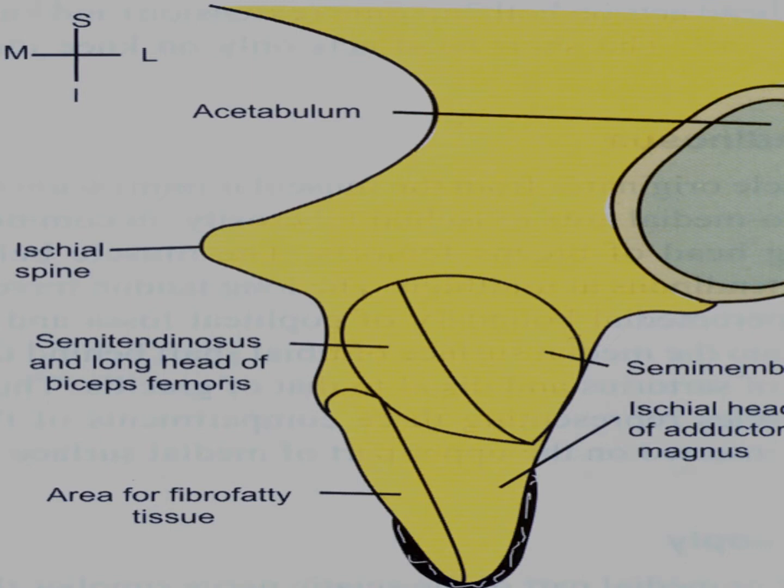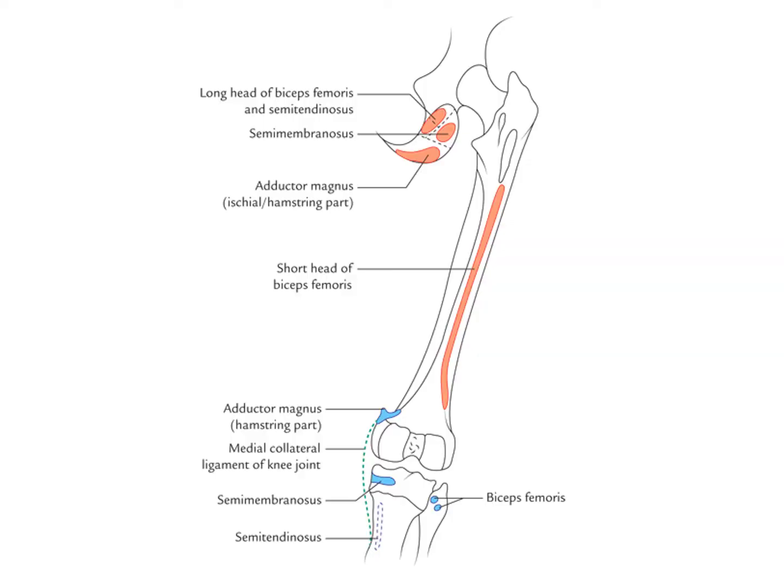Superomedially there is the origin of the semitendinosus and the long head of biceps femoris. The ischial head of adductor magnus arises from the inferolateral area. An area of fibrofatty tissue lies between. So these are the common origin of the hamstring compartment.